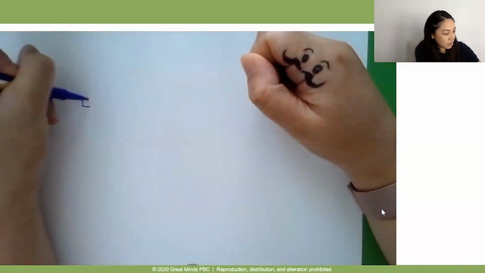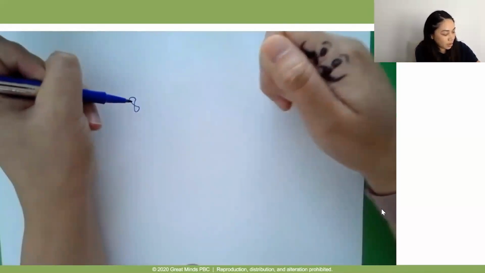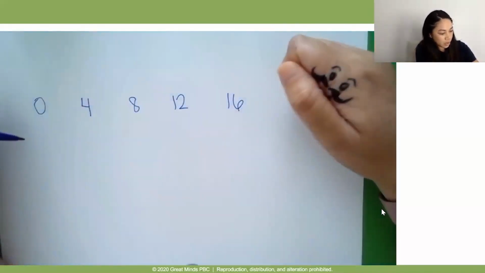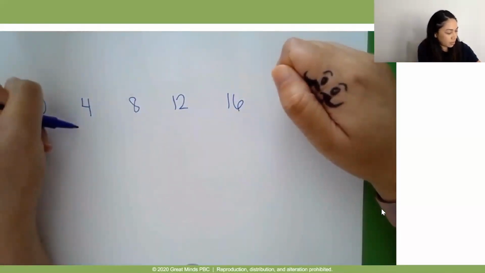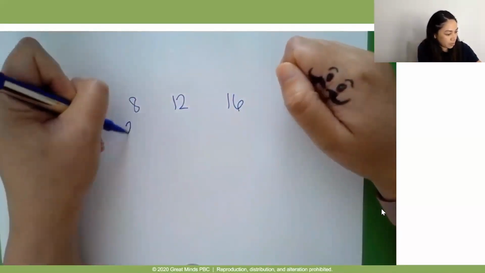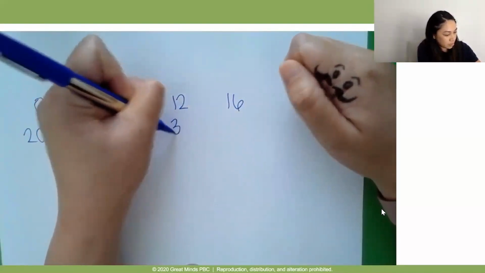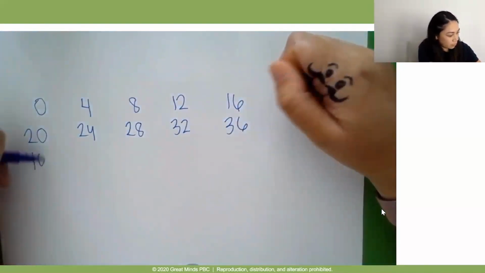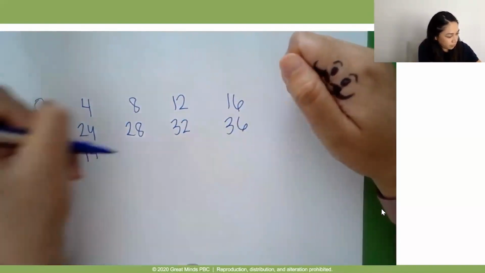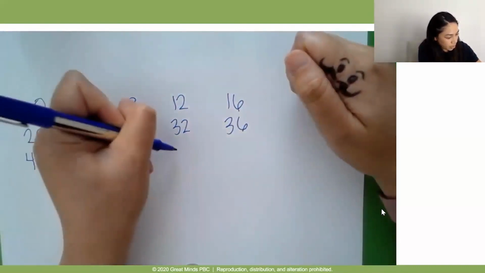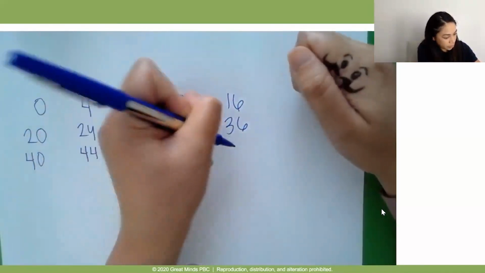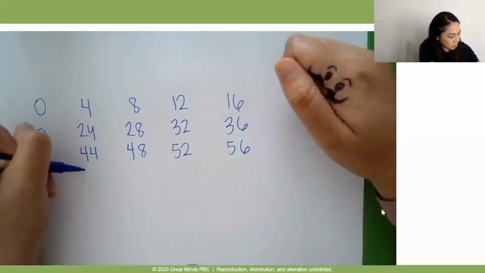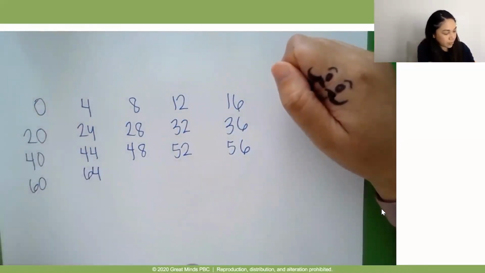0, 4, 8, 12, 16, 20, 24, 28, 32, 36, 40, 44, 48, 52, 56, 60, 64. Time's up.